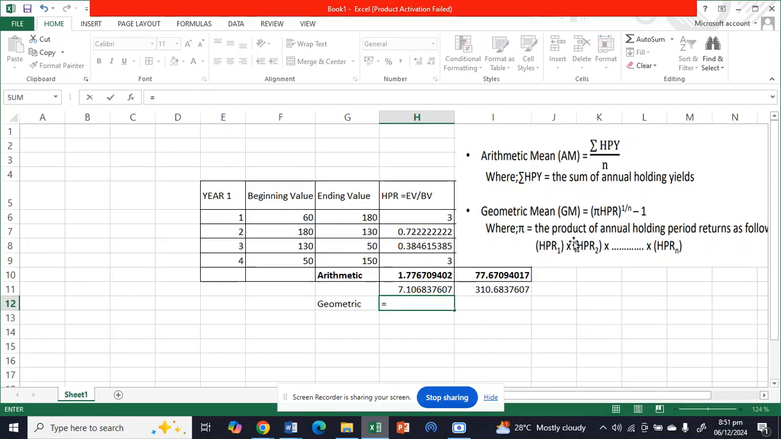Now here we're going to multiply. We're not adding the HPRs, we're multiplying. So say 3 times 0.72 multiplied by 0.38 multiplied by 3, we get 2.5. Let me put this 2.5 here.